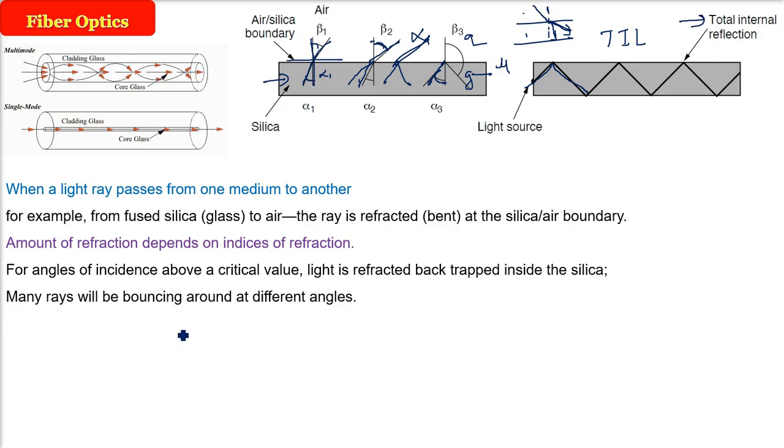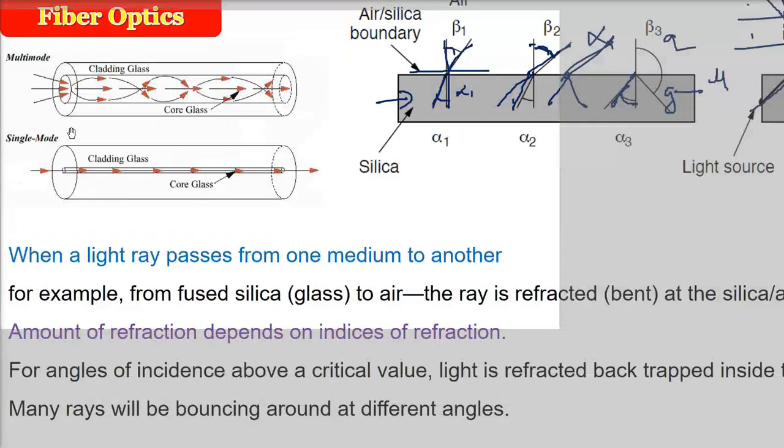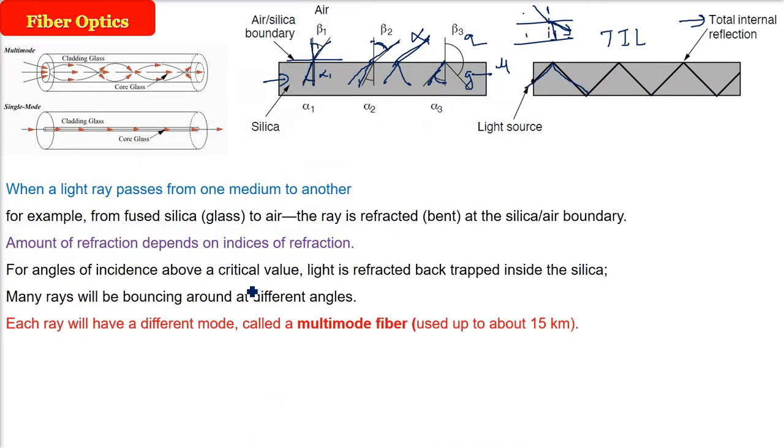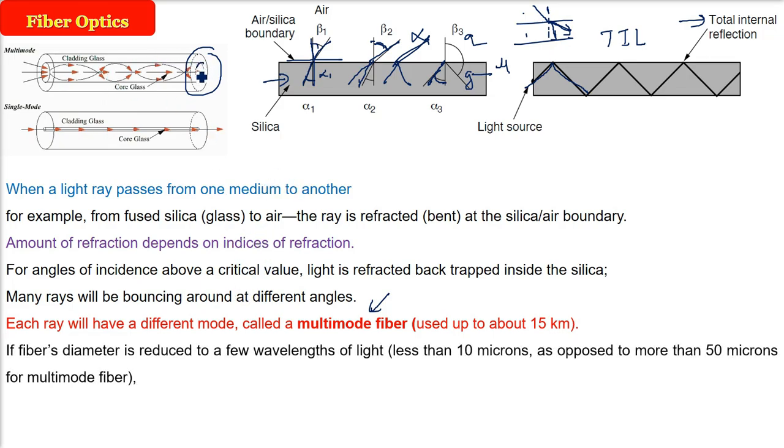So now coming back to our glass or fiber optics, you see here, if there are multiple rays coming, all these rays have different modes. They are bouncing, and when they are bouncing, they are bouncing at different angles. So each ray has a different mode. That is why this kind of glass fiber is called a multi-mode fiber. I'll tell you about the microns. This can be used up to 15 kilometers.